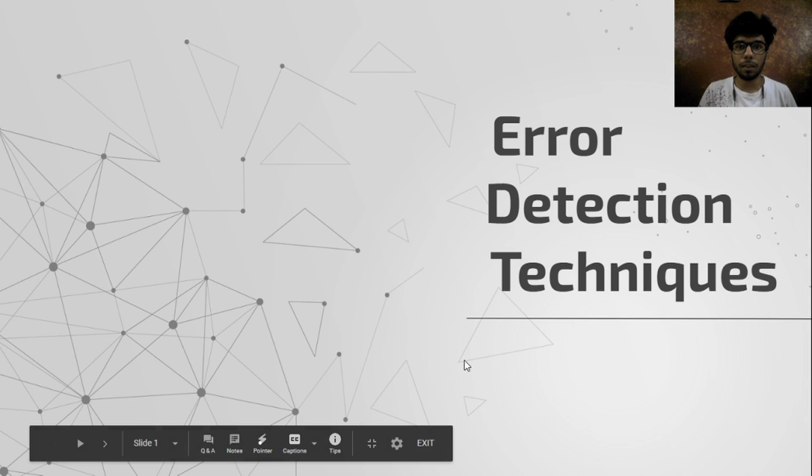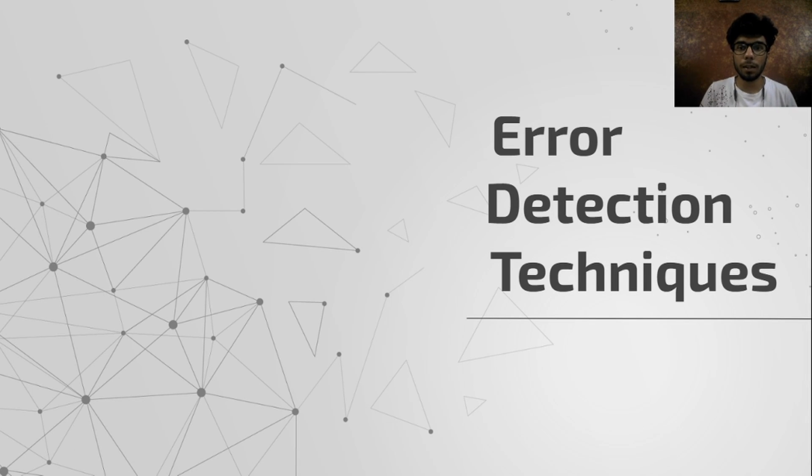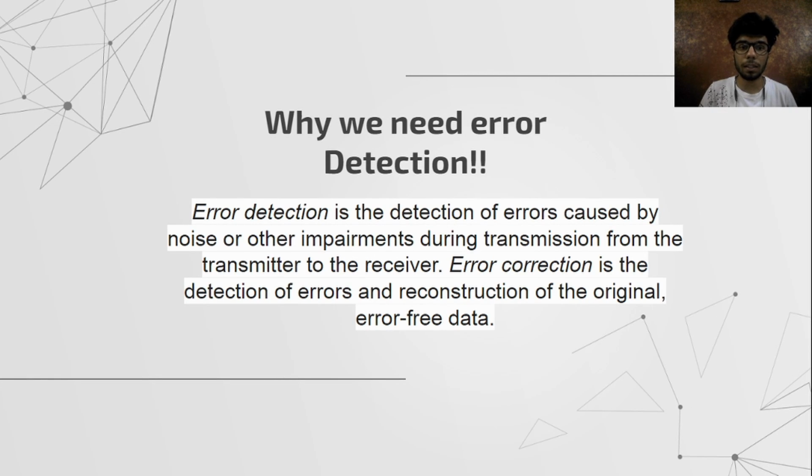Hello everyone. In this video we'll discuss error detection techniques. First of all, what is an error in data transmission? When the sender sends some data and the data received by the receiver is not the same as what the sender sent, meaning there is some change in that data, it is known as an error in data transmission. So here we apply error detection techniques to find whether there is some error in that data or not.